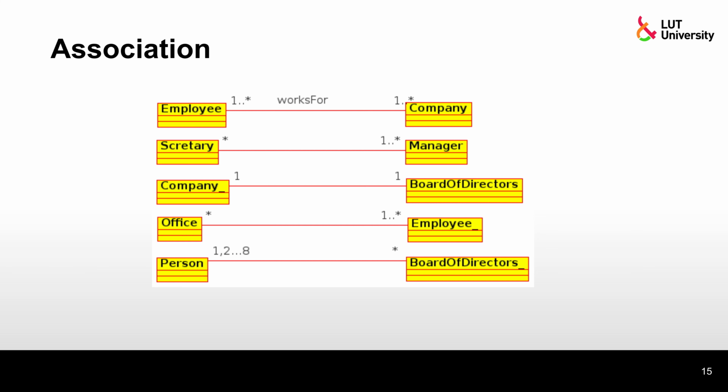So John Smith could work for the IBM, Facebook and Google boards of directors, but one board of directors could have only 1 to 8 persons. Well, only one is quite a small board of directors, but eight persons, that's probably quite okay.